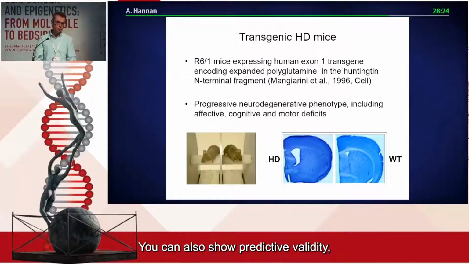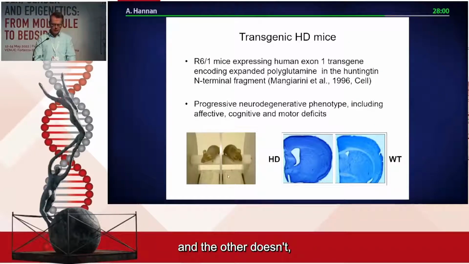You can also show predictive validity. You can give them antidepressant, for example. So it's a great advantage in knowing you have a preclinical model that's very accurate, so that when we do things in this model, for example, test drugs and other interventions, we're more confident when we go to the clinic that this will translate.